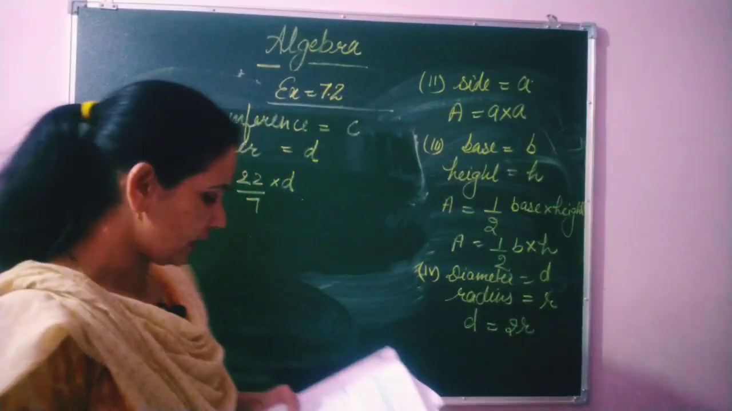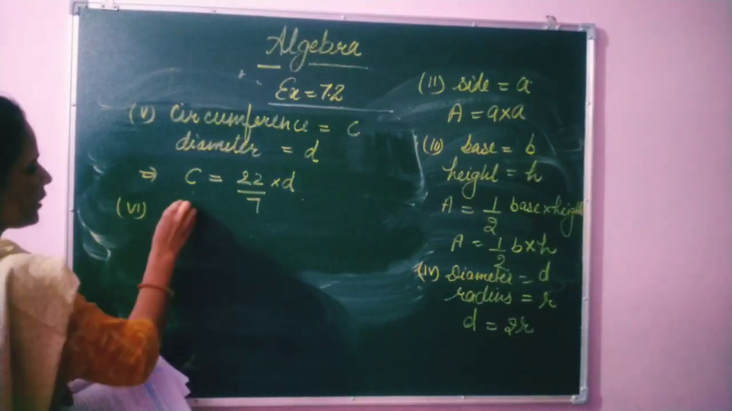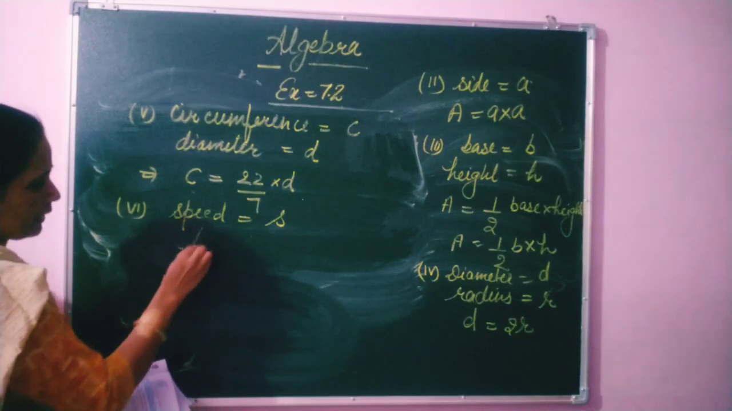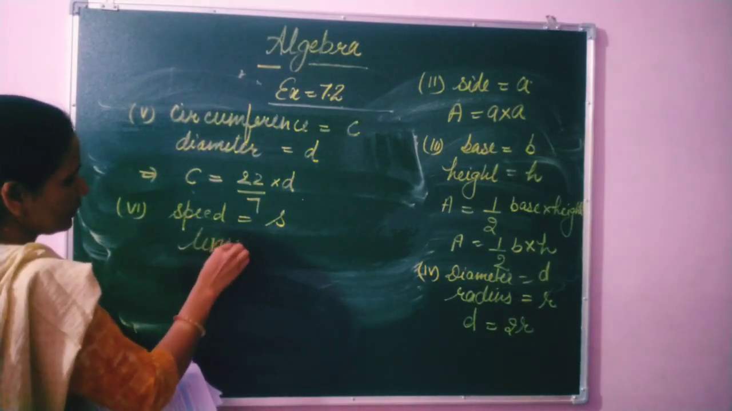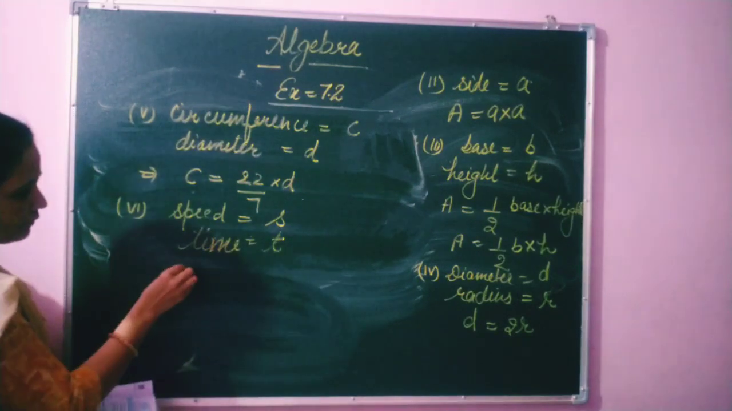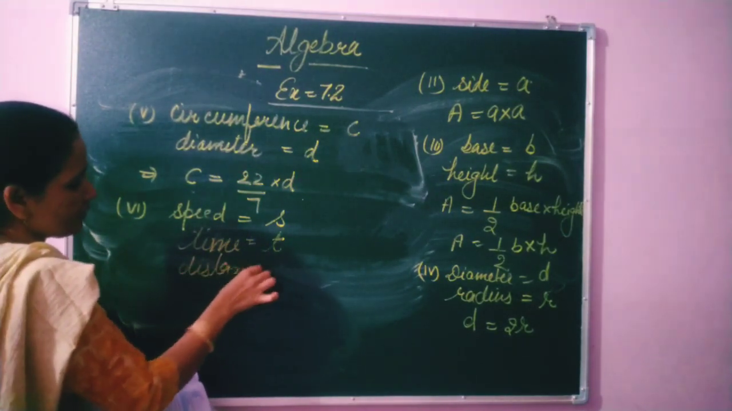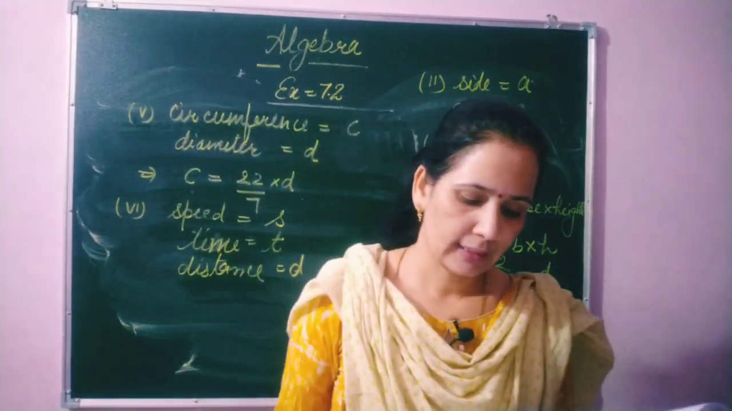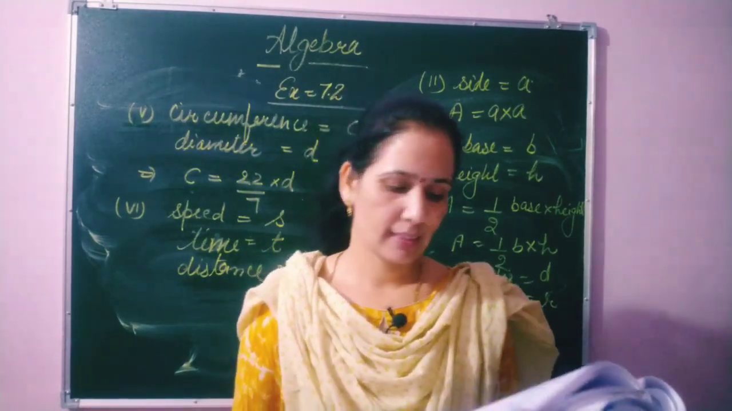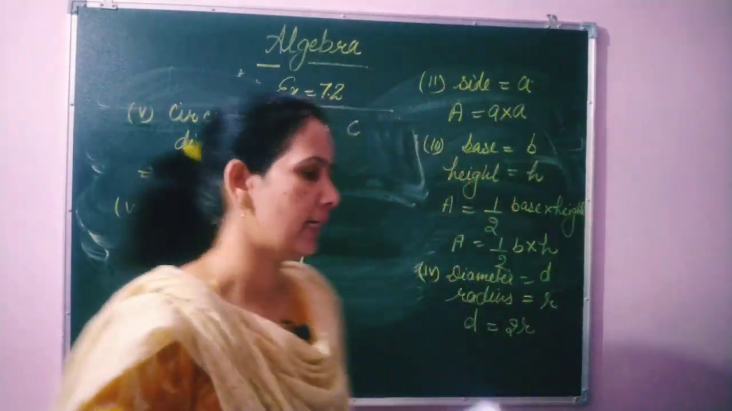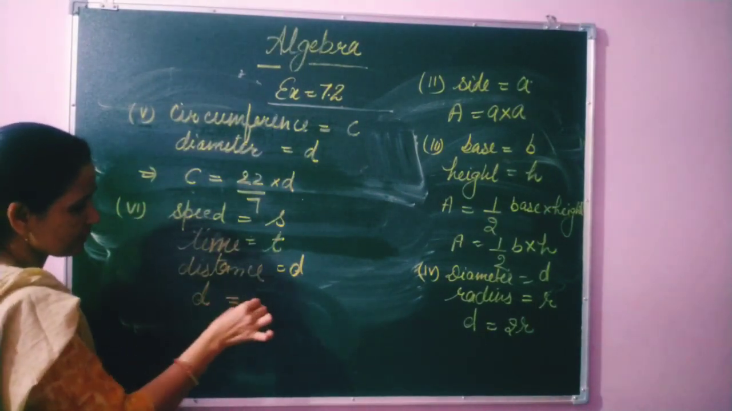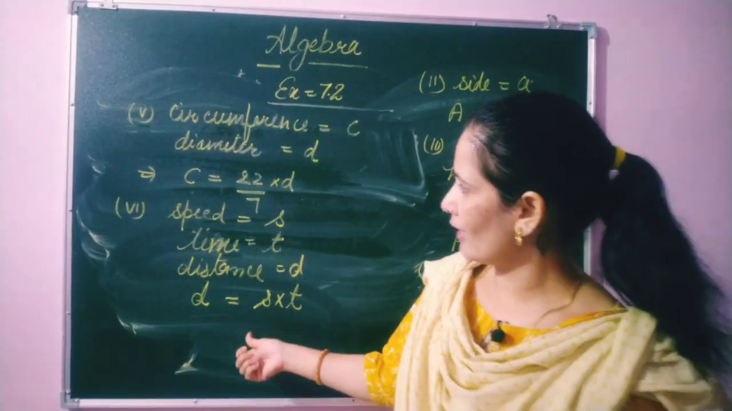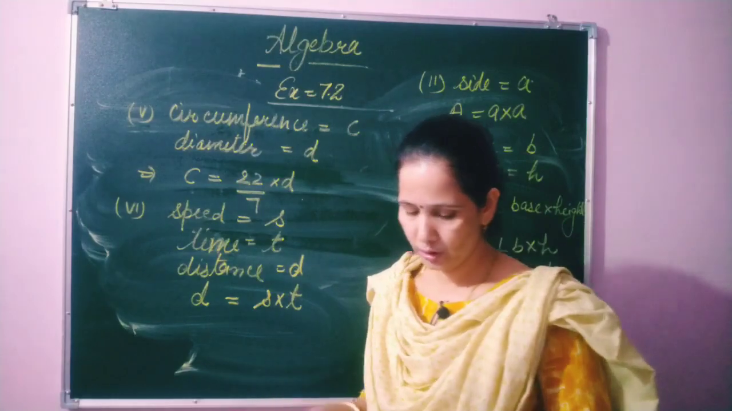Okay, then in the sixth part they have given speed, which we denote with S, then time, denoted with T, and then distance, which we denote with D. So students, they are telling us, if the speed of a train is S and T is the time taken to cover the distance, then the distance is equal to the product of speed and time. So to find the distance, distance equals speed multiplied by time. This formula we generalized, and we showed how we can find the distance.